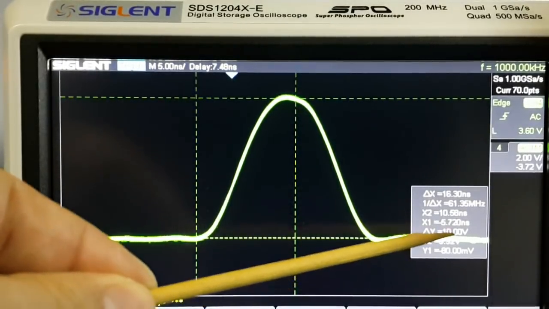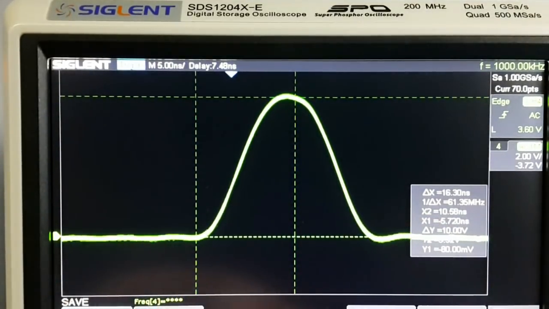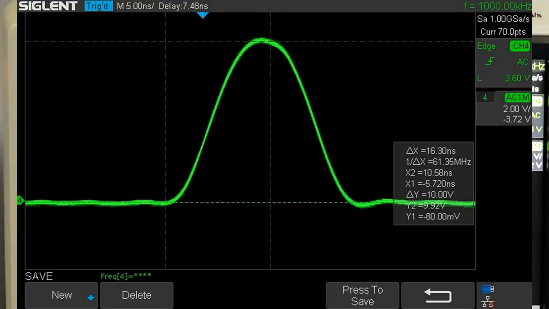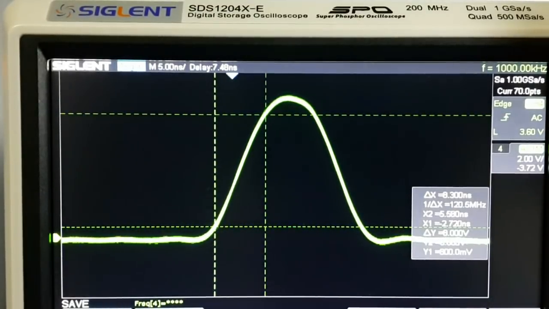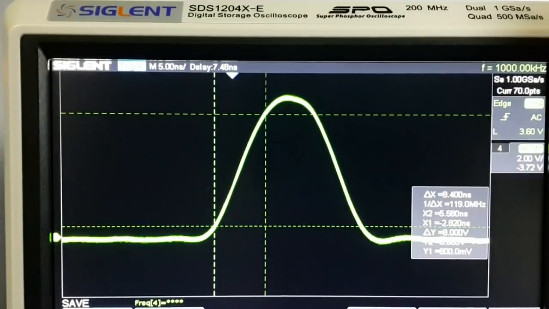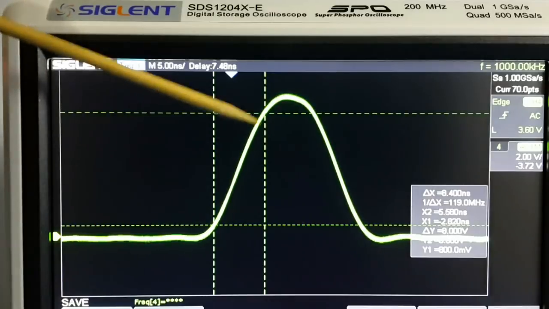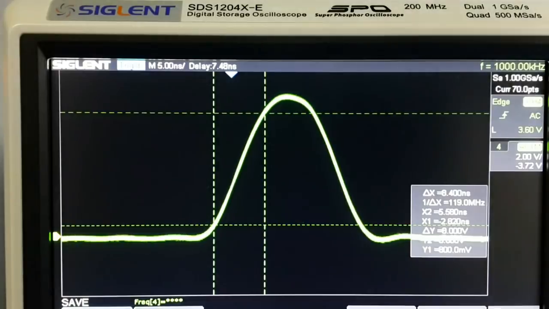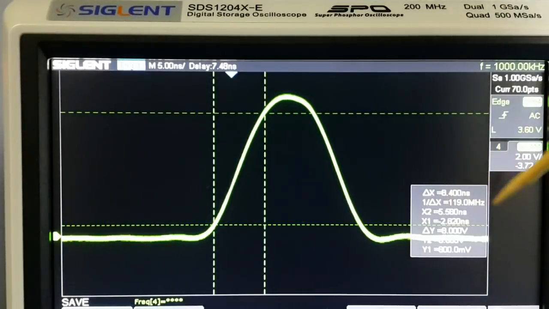I will reduce from 10 volts to 8, but first I will save it. Once again, 8.4 nanoseconds rising time and the 120 megahertz. If we round the numbers, we will get the rounded result.